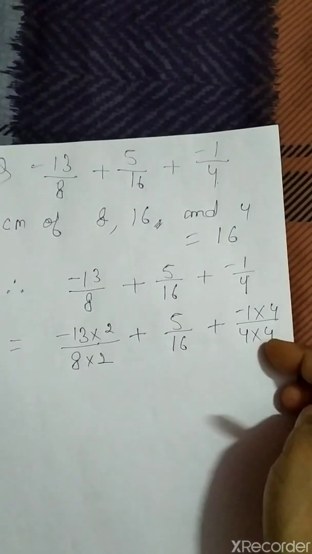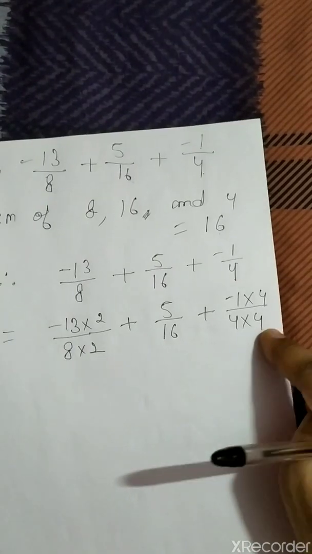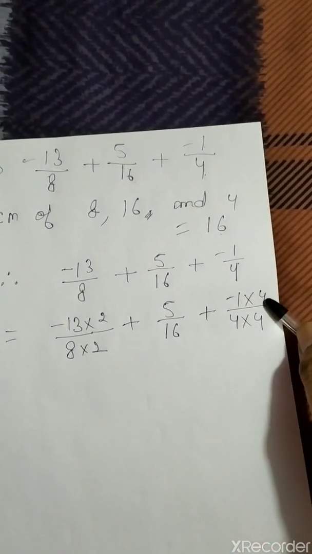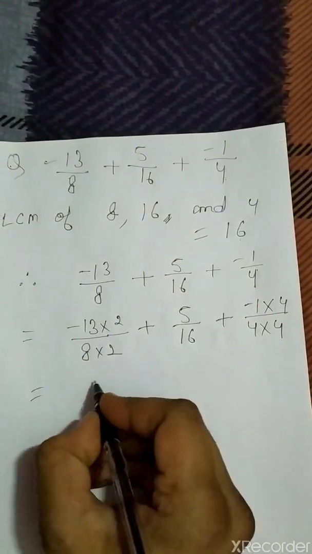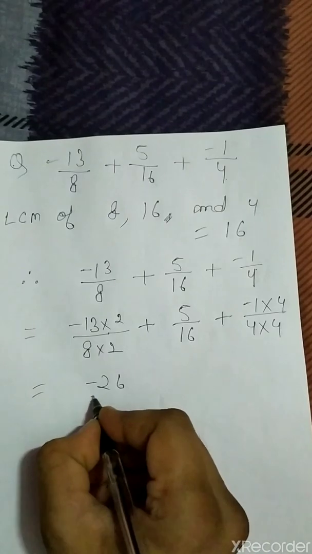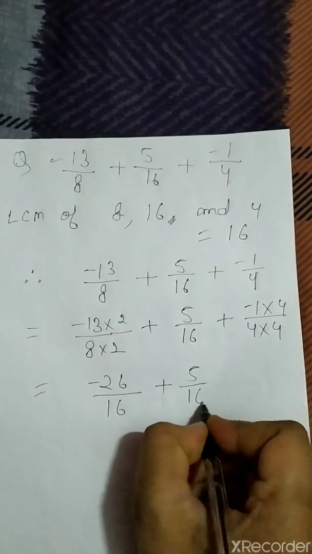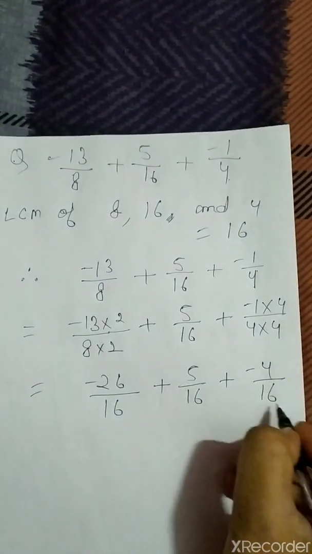Why do you multiply with 4? Because 4 into 4 is 16. You are multiplying mainly due to the denominator. This 4 into 4 is 16, that's why minus 1 into 4 also, the numerator also is multiplied with 4. So minus 26 by 16 plus 5 by 16 plus minus 4 by 16.